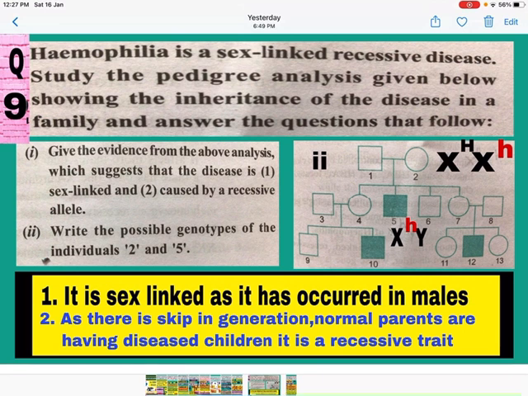सेकेंड क्वेश्चन है इसका पार्ट देखिए, caused by recessive allele. Why it is recessive allele, because skipping generations 1 and 2, ये जो पेरेंट है इनका जो चाइल्ड है is suffering from the hemophilia but they are normal. Okay, so skipping generation and normal parents are having diseased children, so it is a recessive trait. Question number 2 देखिए, write the possible genotype of individual 2. क्या होगा possible genotype, X capital H and X small h. Why? Because she is a carrier of the disease. Okay, because she is having a child suffering from the hemophilia, so she is a carrier.